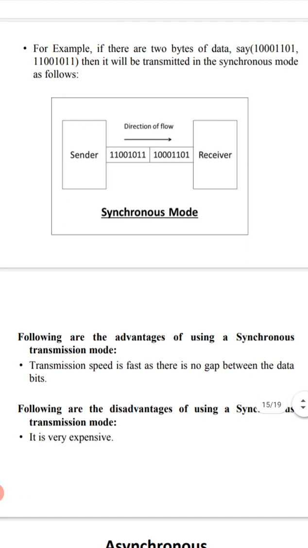We consider this example. There are 2 bytes of data, 10001101, another byte 11001011. Sender, receiver, direction. So all the bytes are sent. There is no start bit, there is no stop bit, there is no gap between the bytes. This is the synchronous mode.